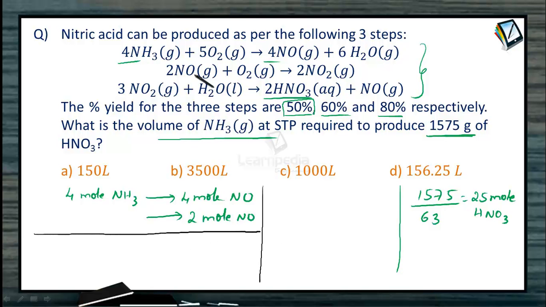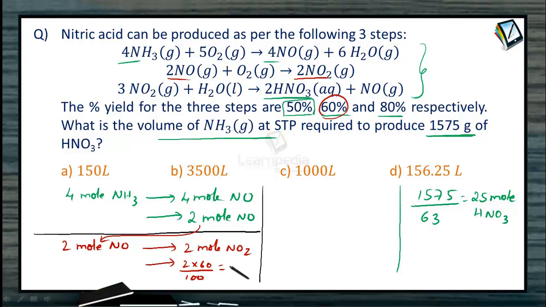Then in the second equation, 2 moles of nitric oxide gives rise to 2 moles of NO2. So it is a continuation of this one only. Now here this 2 moles of nitric oxide is involved. As the yield is 60%, how many moles of NO2 are formed? So it is 2 into 60 by 100. It is nothing but equal to 1.2 mole.